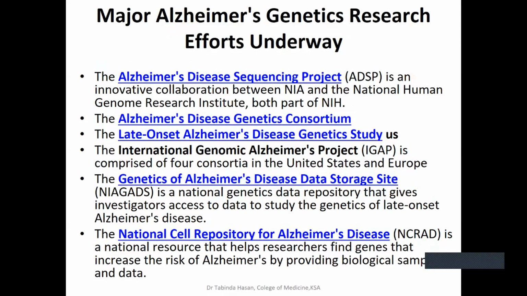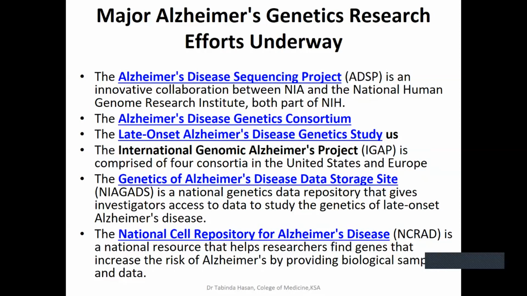There is the Alzheimer's Disease Sequencing Project that is being done by the NIH, the National Institute of Health of the US. And then there is the Alzheimer's Disease Genetics Consortium. Here you would find a complete database of real patients and information pertinent to Alzheimer's. Then there is the Late Onset Alzheimer's Disease genetics study, and once again a very interesting genetics of Alzheimer's data storage site. For those who are more into the genetic aspect of the disease, they could find a lot of interesting information here.